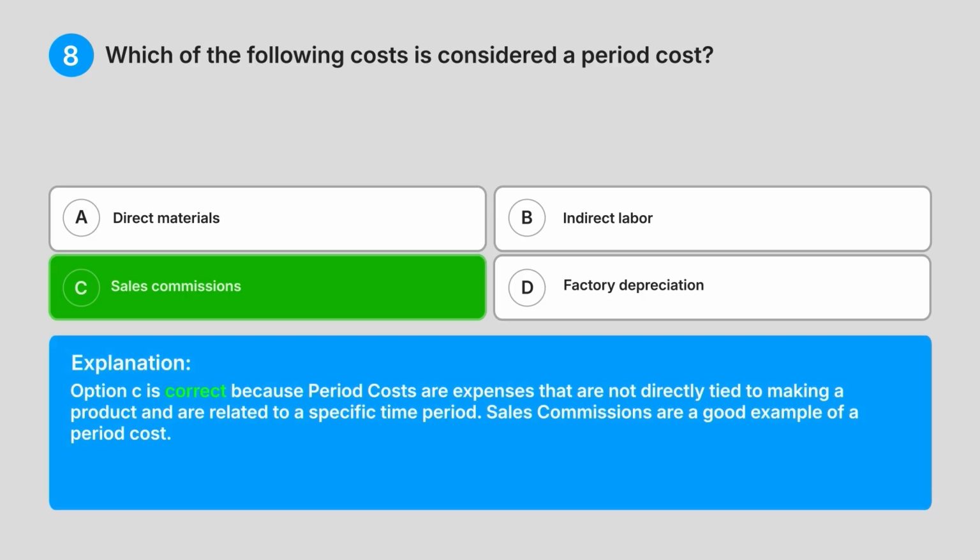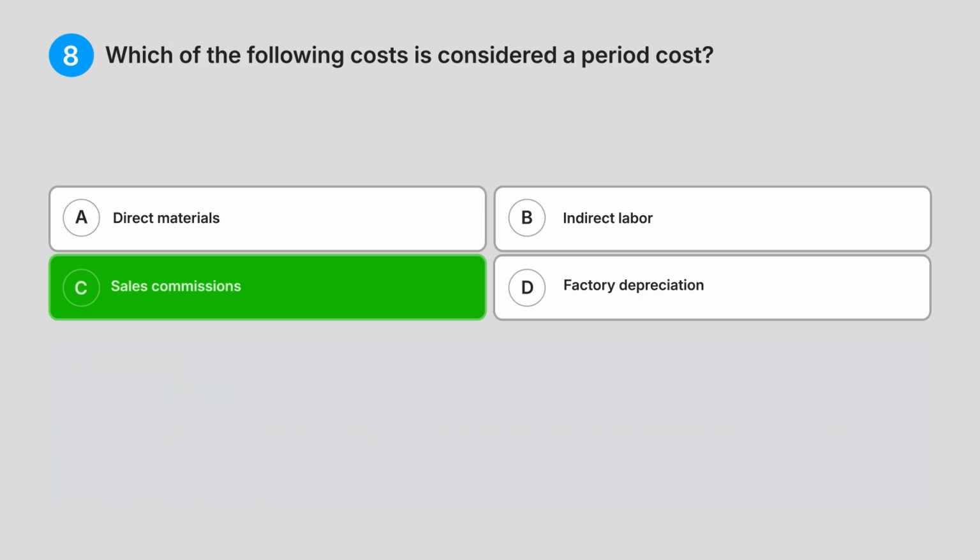Explanation: option C is correct because period costs are expenses that are not directly tied to making a product and are related to a specific time period. Sales commissions are a good example of a period cost.